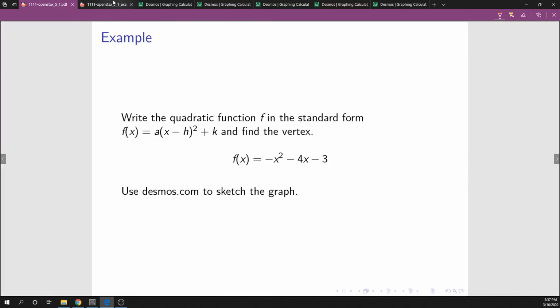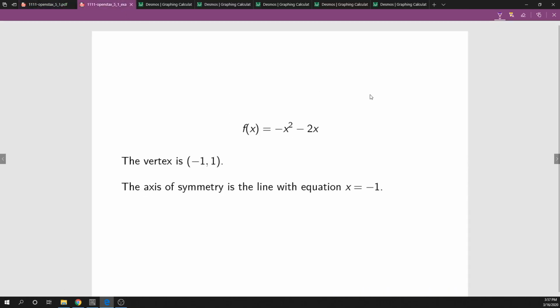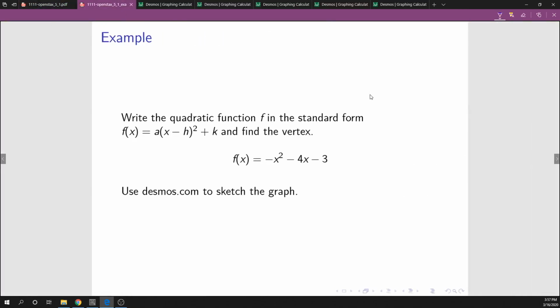Okay, so the first one is f of x equals minus x squared minus 4x minus 3. We're going to write that in the standard form. In the process, we will find the vertex, and then we'll take a look at the graph of the quadratic in Desmos.